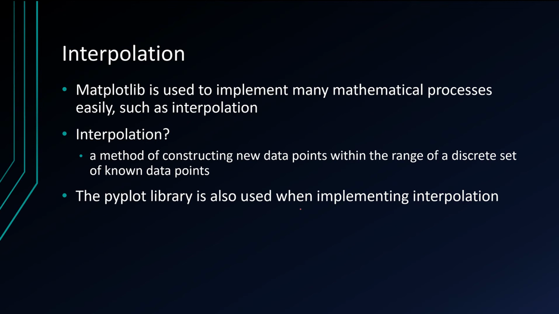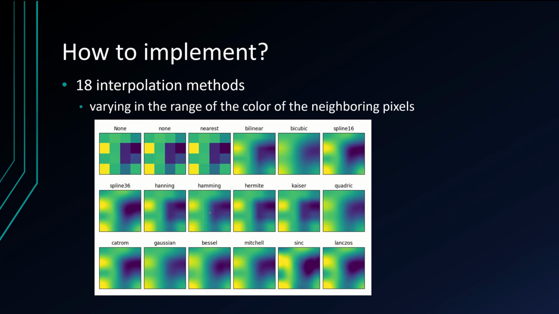Next, we're going to talk about interpolation. Matplotlib is used to implement many mathematical processes easily, such as interpolation. Interpolation is a method of constructing new data points within a range of a discrete set of known data points. The pyplot library is also used when implementing interpolation. So how to implement? There are 18 different interpolation methods. Each vary in the range of the color and of the neighboring pixels.